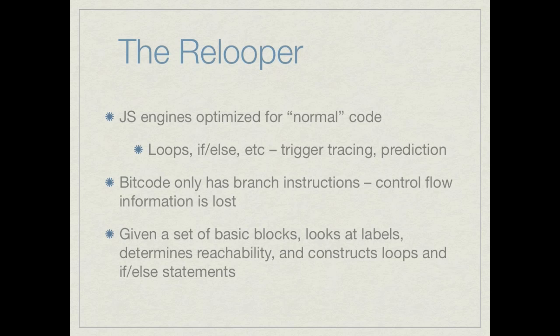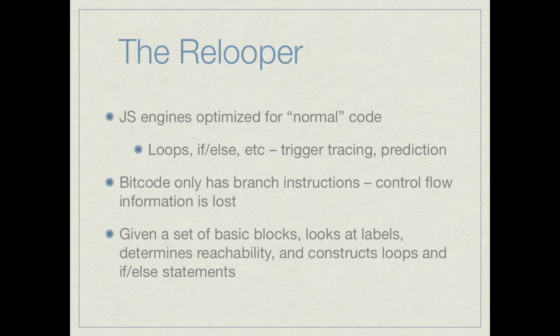The relooper has an interesting task. Since LLVM bitcode is very simple, there are no loop or if-else constructs, there are simply branches. It loses a lot of the original data that comes along with source code as written by humans. And since most JavaScript engines are optimized for normal code, the sort that programmers write every day, without this information, many of their optimization tricks are not nearly as effective.